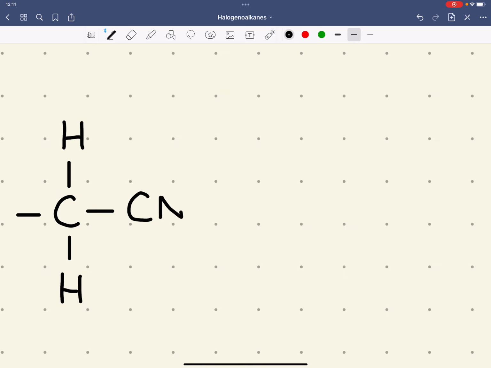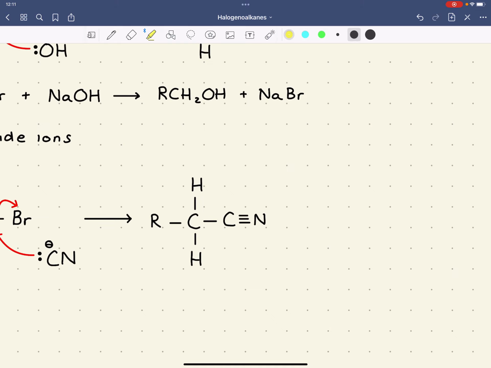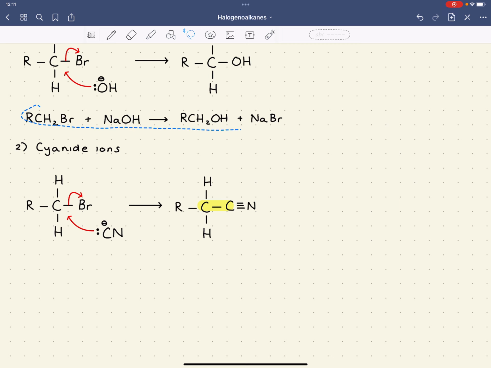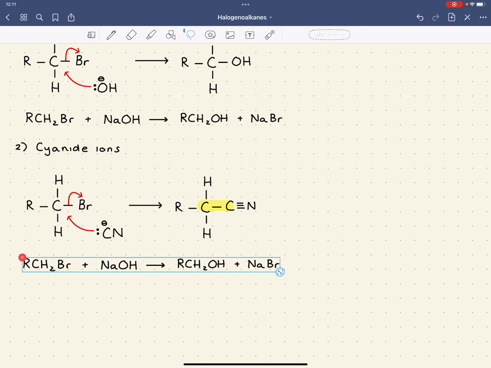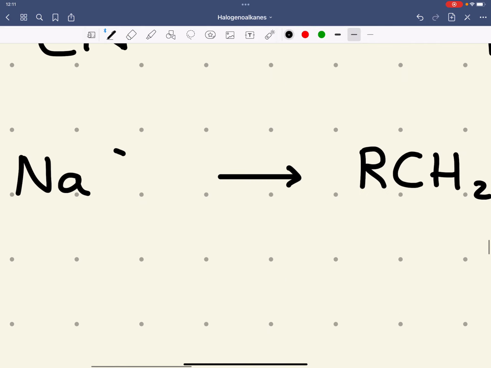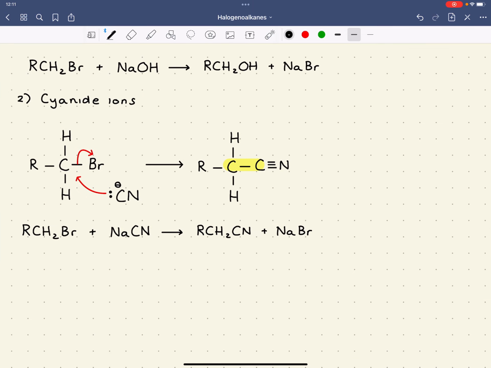We form a nitrile, just to show this carbon is triply bonded to the nitrogen. It's a nitrile. And this is a really good way of extending the carbon chain by 1. See, we've got an extra carbon in the chain. For an equation for this, again, we would use sodium or potassium cyanide. So again, we just get rid of the OH and put a CN. So we extend the carbon chain by 1 and form a nitrile.